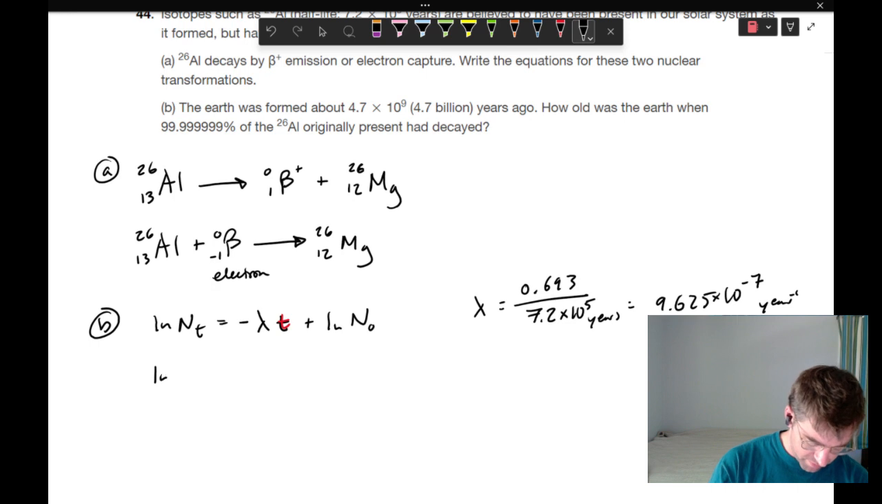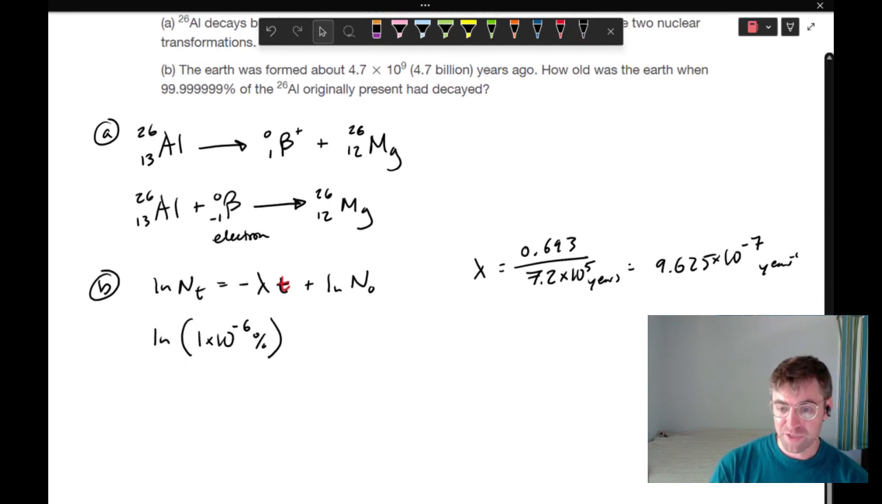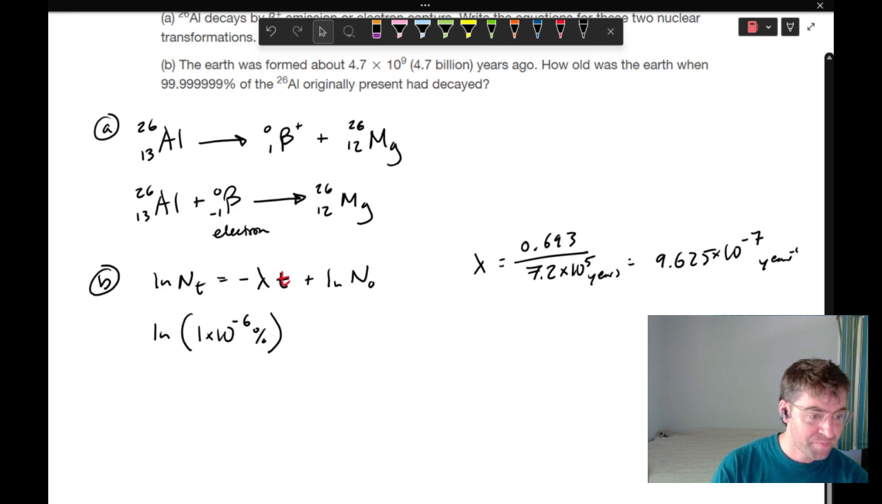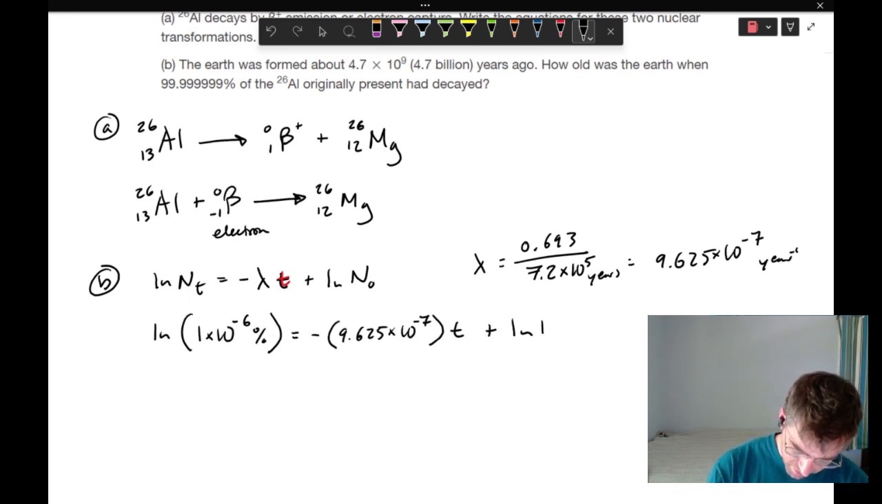And our final is 100 minus 99.999. What are there? 5 of those? 1, 2, 3, 4, 5. Yes. Okay. 6 nines. So that gives us 1 times 10 to the negative 6%. And I'm going to leave the units in there to help me remember that we're using percentage to solve this and not a decimal. Equals, we have our decay constant, that is 9.625 times 10 to the negative 7, and we're solving for time, plus ln of 100%.